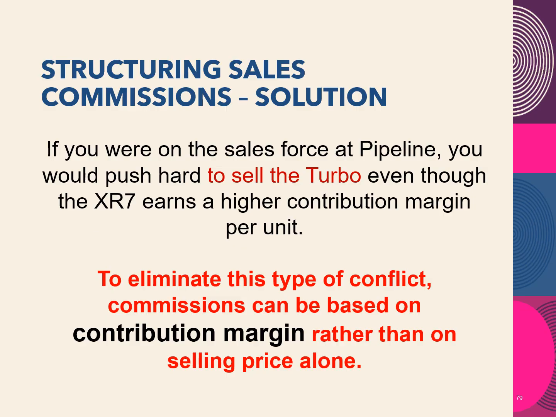If you were on the sales force at Pipeline, you would push hard to sell the Turbo even though the RX-7 earns a higher contribution margin per unit. So, to eliminate this type of conflict, commissions can be based on contribution margin rather than on selling price alone.